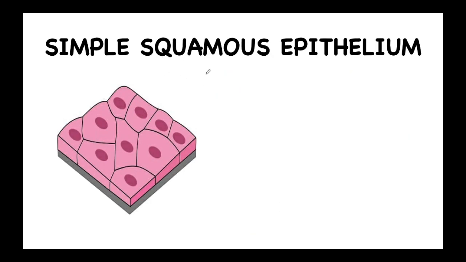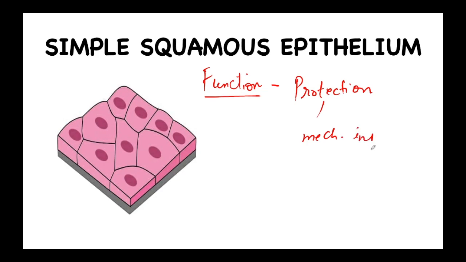Now come to the function of such epithelium. This epithelium is present outside our skin surface, so therefore it provides protection. So protection from mechanical injuries, germs, certain type of chemicals or drugs, and being dry up.